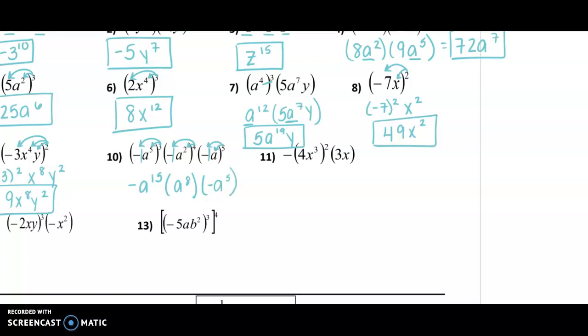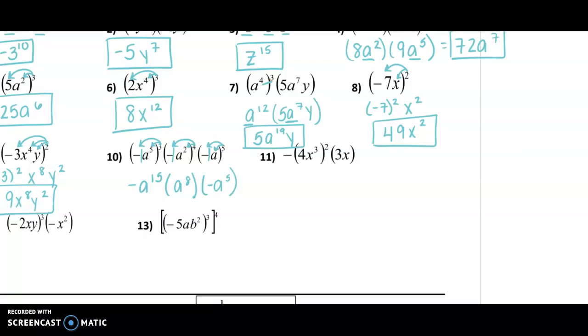Now, just a little tip for you guys that might be helpful. Whenever you have a negative number and you're raising it to a power, if the power is even, 2, 4, 6, 8, 10, it's always going to become positive. If it's an odd one, 1, 3, 5, 7, 9, it'll stay negative. And you'll see that. When we raise it to the 3rd power, it stayed negative. To the 4th power, it became positive. To the 5th power, it stayed negative. So it's always an easy tip for you guys to use.